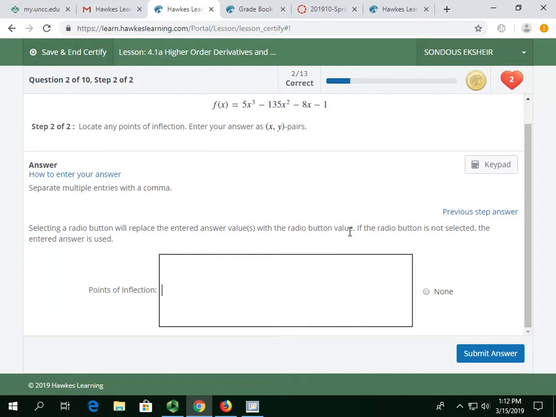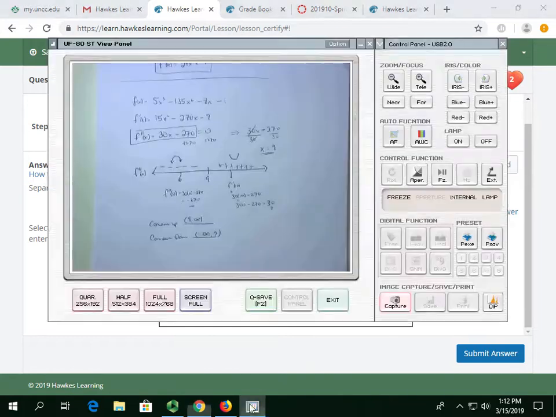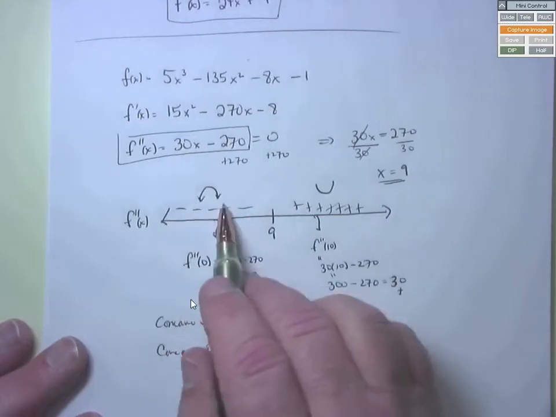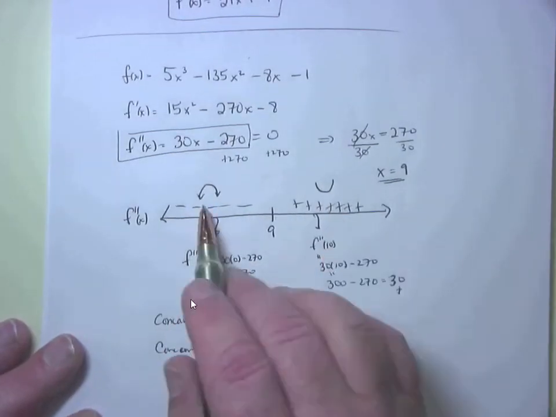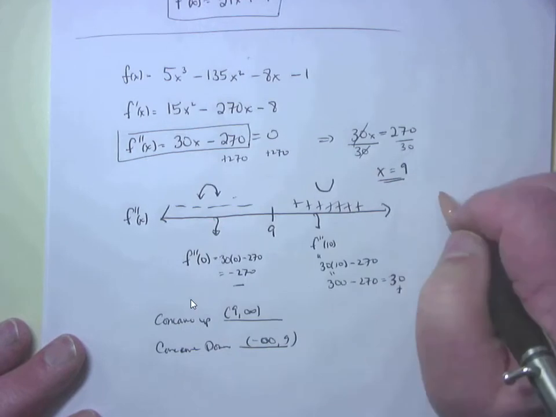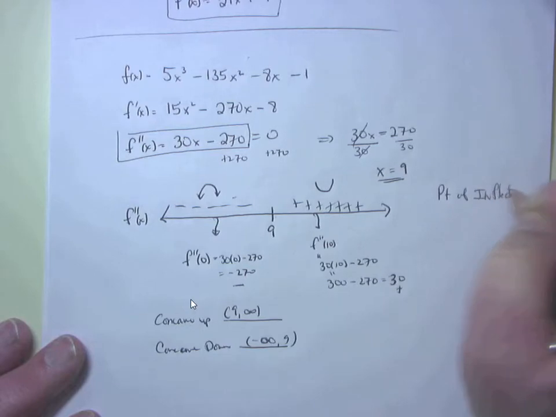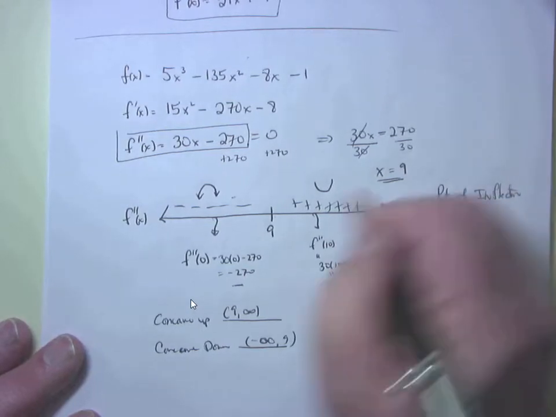Okay. Notice it's the same function here, so it makes it pretty nice for me. It says part 2, locate any points of inflection and enter the coordinate as a point, x, y, or a point of inflection. So let's take a look at what we did before. I went from concave down, I hit 9, and then I'm concave up. I changed concavity. Because I changed concavity, we have a point of inflection. And that point of inflection is x equals 9.